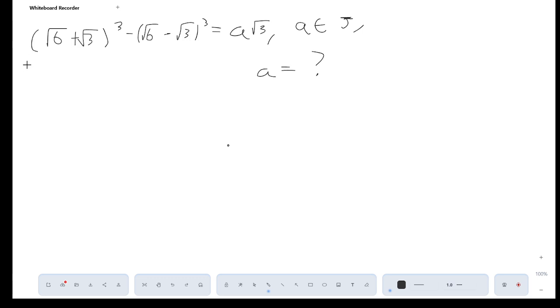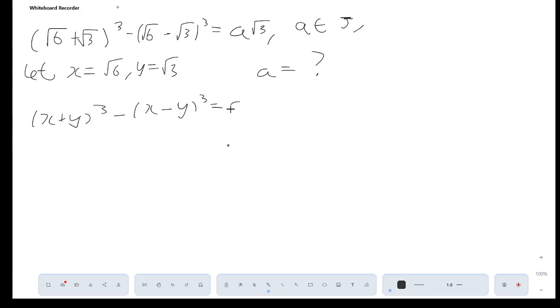So, you can use algebra to do this. By letting x equal root 6 and y equal root 3, we can make this expression in terms of x and y. So this just becomes (x + y)^3 - (x - y)^3. Now this looks so much better than whatever this abomination was.